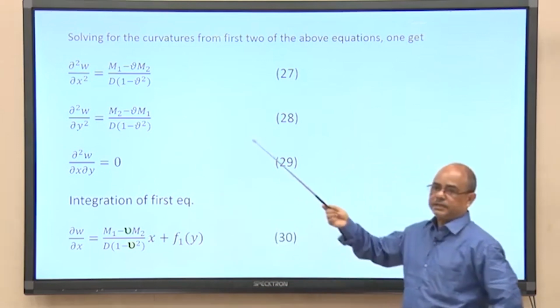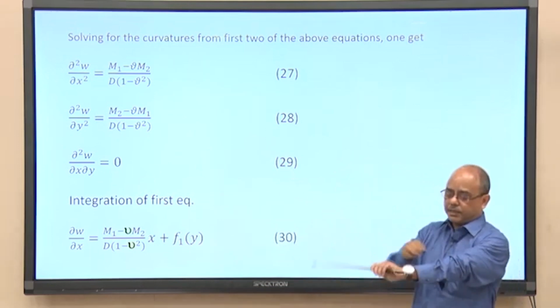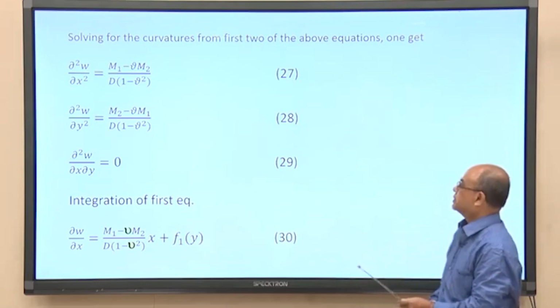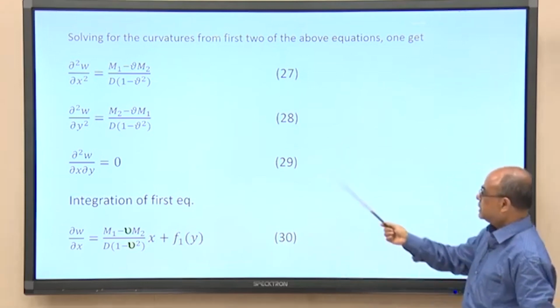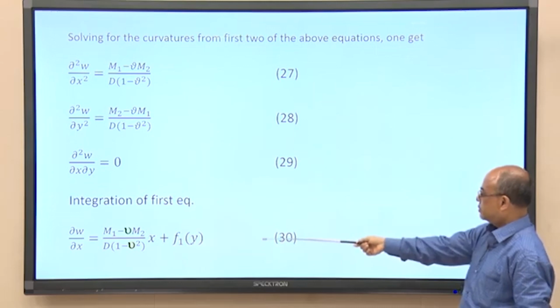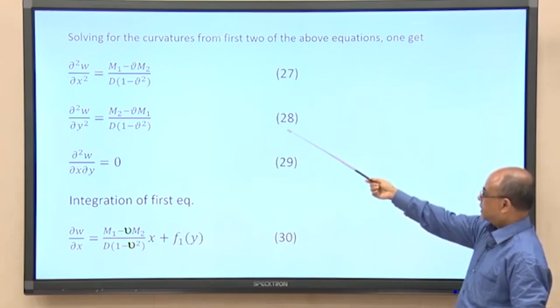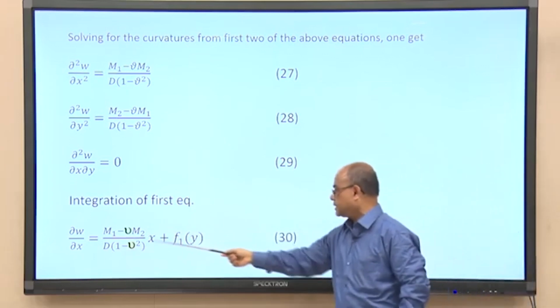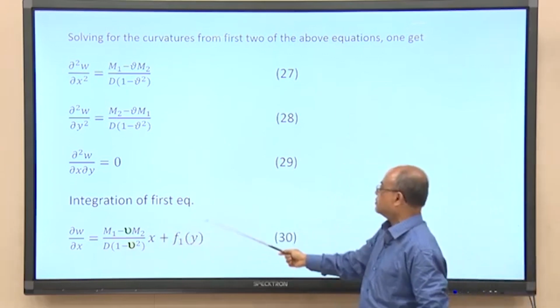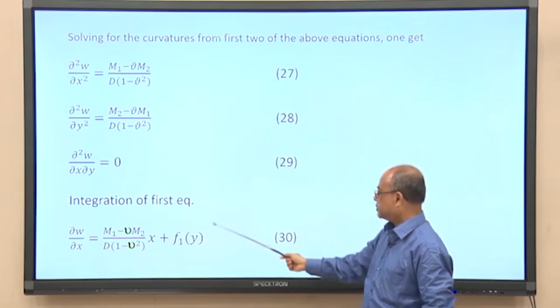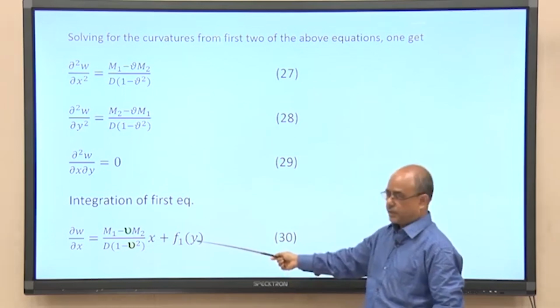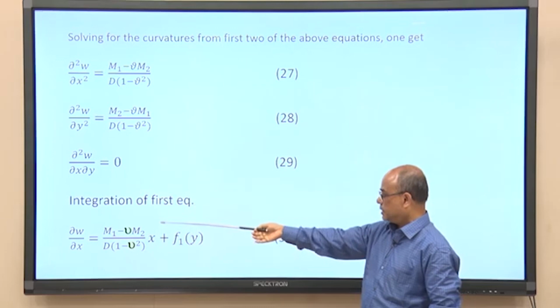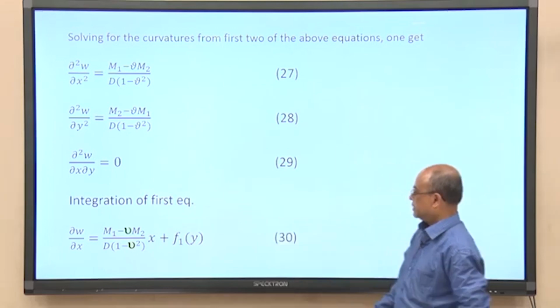Now, let us integrate this, because we are targeting this w, which has to be found out. So, integrating the first equation we get this. After integration of the first equation with respect to x, we get del w by del x as x and a constant of integration. Now, the constant of integration here I take as a function of y, because I am doing the integration with respect to x. Okay.